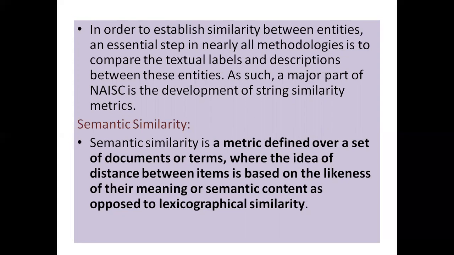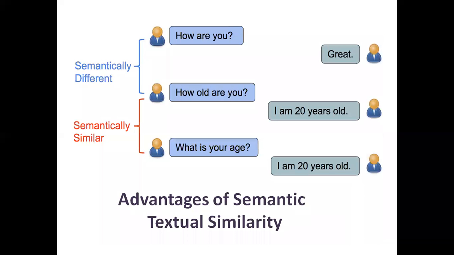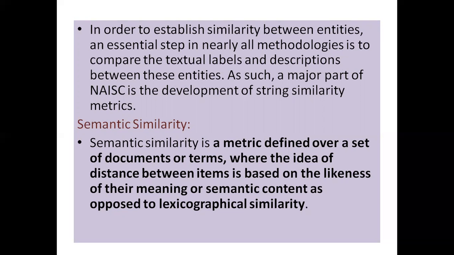Next, semantic similarity. Semantic similarity is a metric defined over a set of documents or terms, where the idea of distance between items is based on the likeness of their meaning or semantic content as opposed to lexicographical similarity. What was specified in the previous slide is the pictorial representation. By understanding the semantic similarities, we can combine or link two datasets, which will be easier for us to understand or visualize the data.